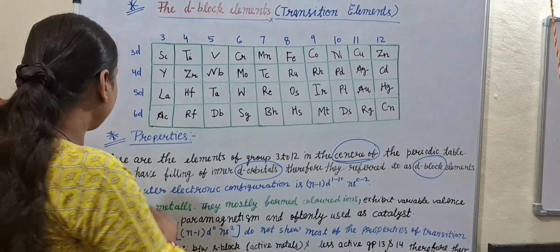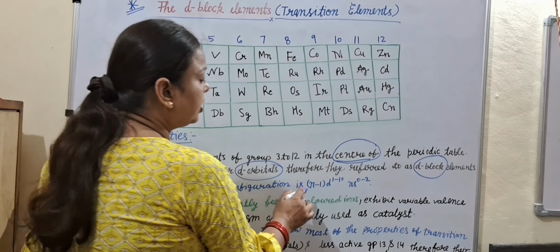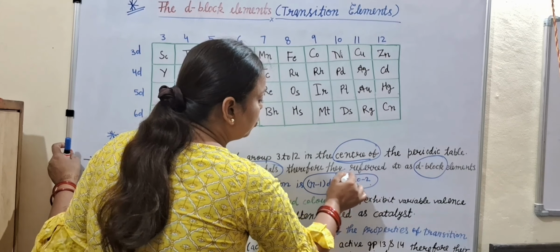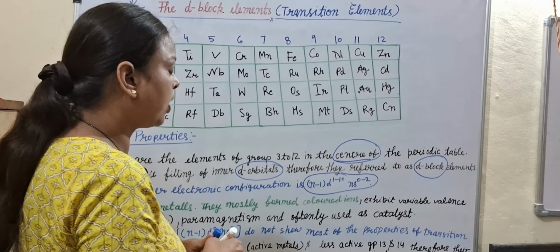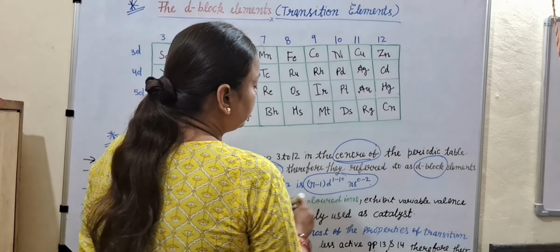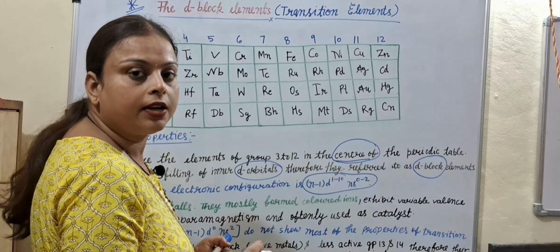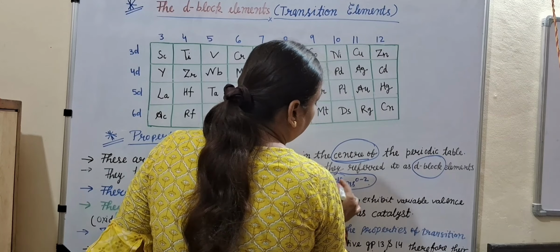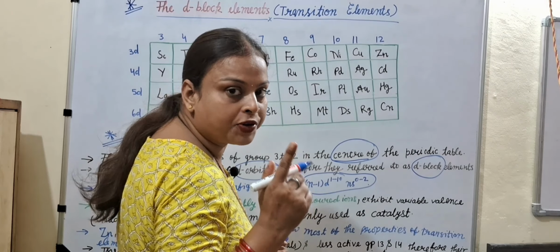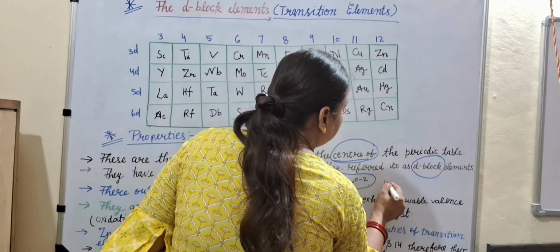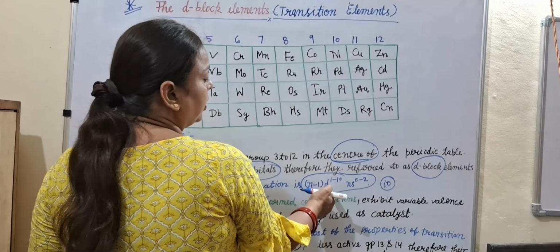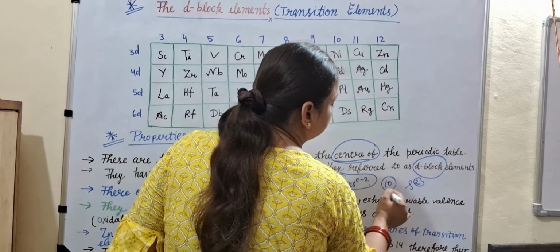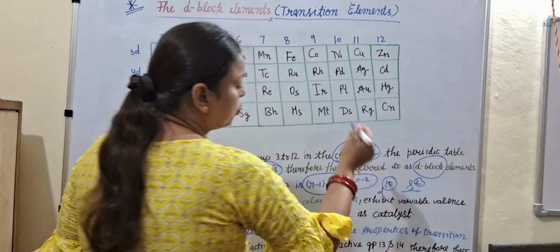Okay, now come to the next point. Their outer electronic configuration is (n-1)d1 to 10 ns0 to 2. Do you know what is the meaning of this? n is the number of the shell here, and the capacity of the d subshell is 10 electrons. That's why here (n-1)d 1 to 10, and the capacity of s is 2 electrons. That's why here 0 to 2.